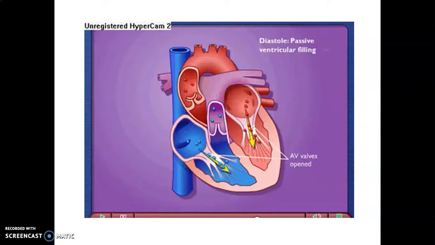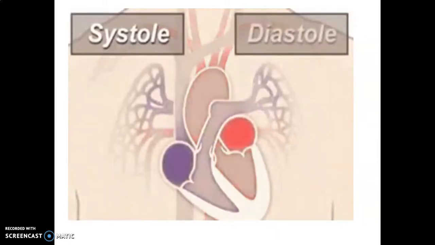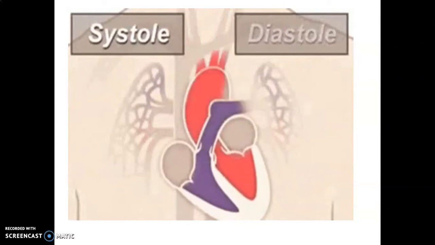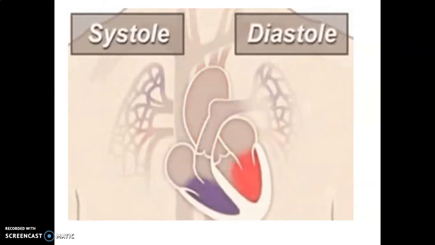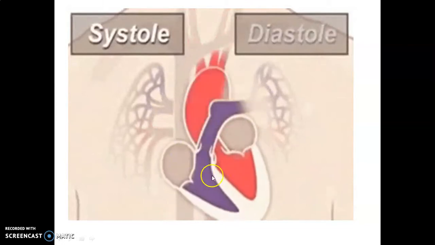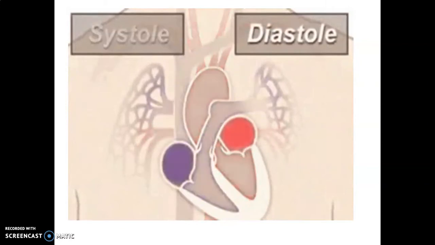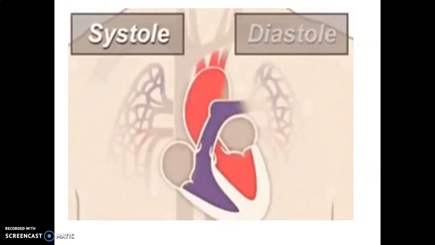As the tricuspid and bicuspid valves are open, what happens? Blood from the pulmonary veins and vena cavae flows into the left and right atria and then on to the left and right ventricles. See children? The semilunar valves are closed at this stage.